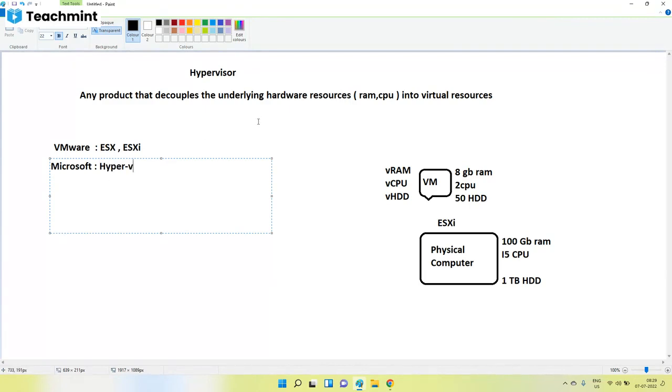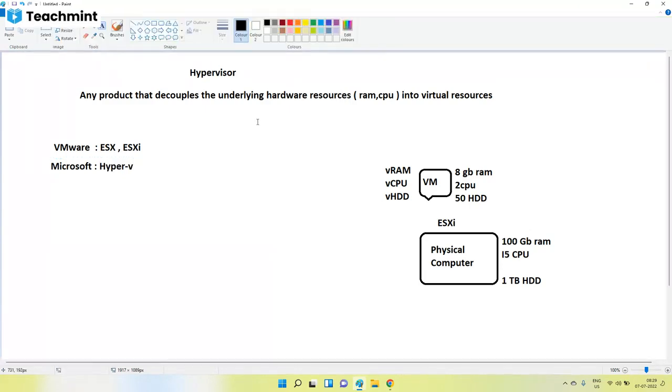If you are attending any interviews, there will be a common question: what is the difference between hypervisor and Hyper-V? Except for the words, they are similar up to here. If you are not aware of this, you will not be able to answer, even if you worked in real time. Even if you know, if you don't know how to present it, it's a waste.